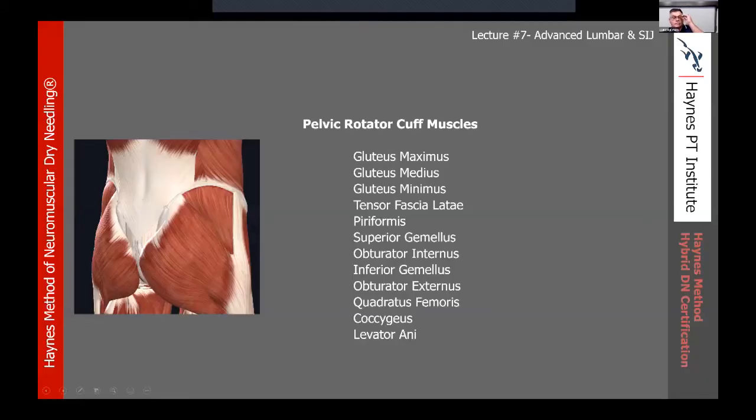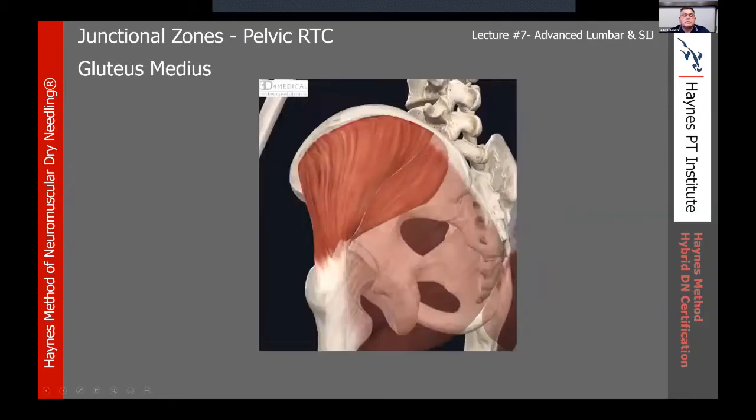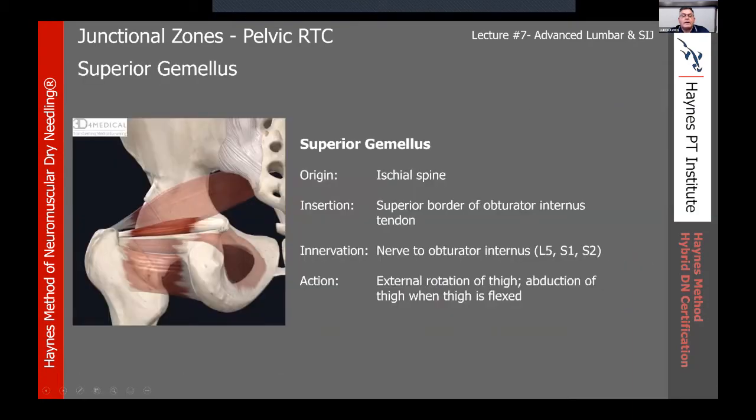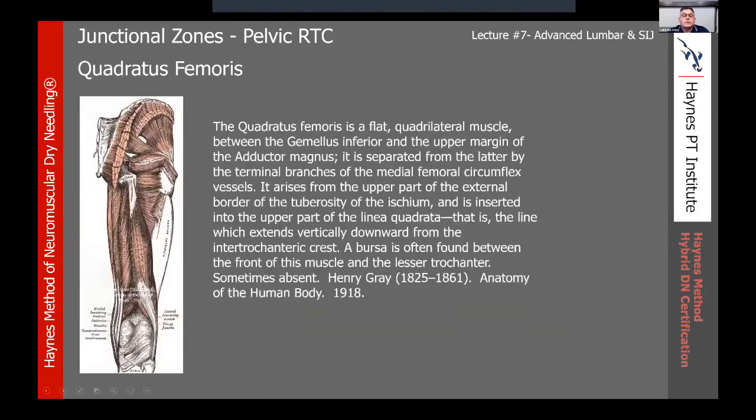Okay, we move on to the pelvic rotator cuff. Biggest thing that we're going to add here, we'll cover briefly, is the coccygeus and levator ani. We've covered the gluteals, TFL, piriformis, and the deep rotators. But let's slide all the way down to coccygeus.